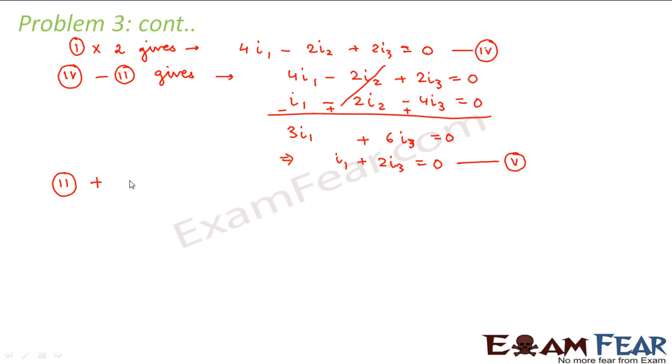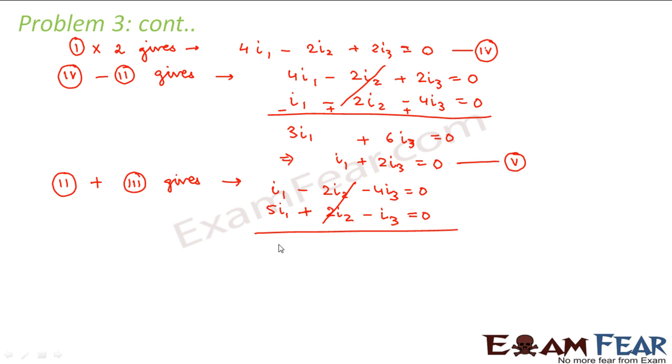Now I add equations 2 and 3. If I add equation 2 and 3, what do I get? I1 minus 2I2 minus 4I3 is equal to 0, and 5I1 plus 2I2 minus I3 is equal to 2. So these two will again get cancelled. So we get 6I1 minus 5I3 is equal to 2. So this is my equation 6.